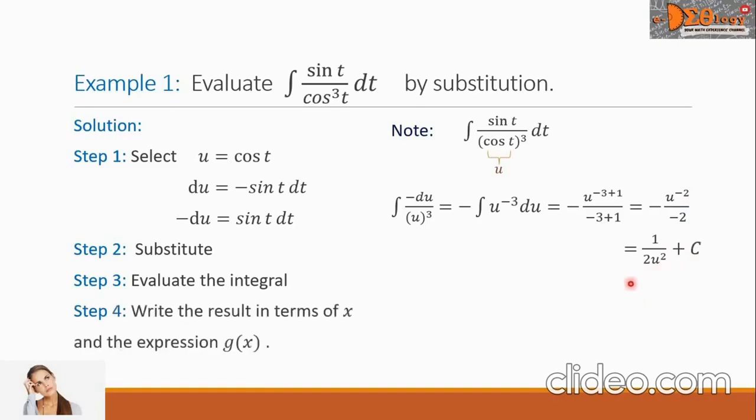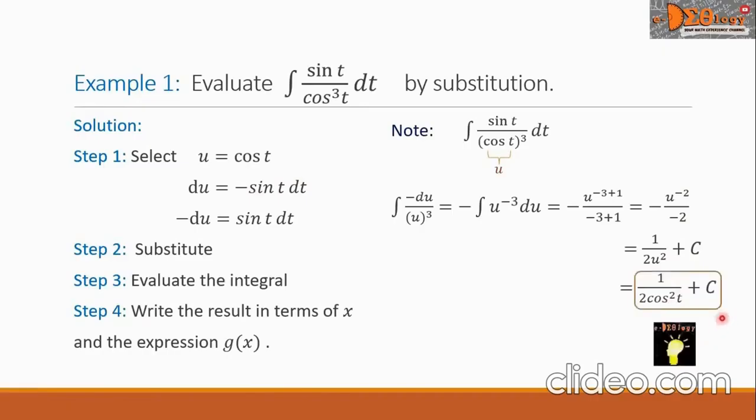Step 4, let us now return the value of u from step 1. So we have 1 over 2 cosine square of t plus c. This is now the final answer.